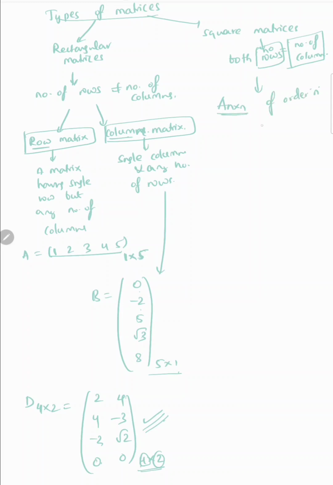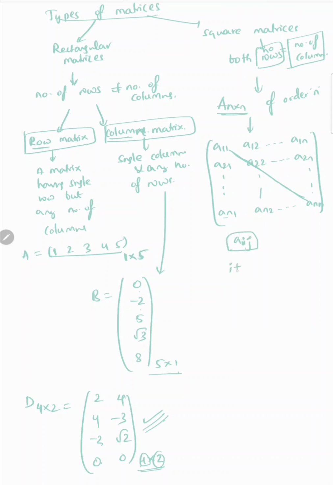We can simply call it order n. The general matrix of order n by n is given by a11, a12, ..., a1n, a21, a22, ..., a2n, ..., an1, an2, ..., ann. We can observe the number of rows is equal to the number of columns, because rows are n and columns are also n. Now, any entry in the matrix is given by aij.